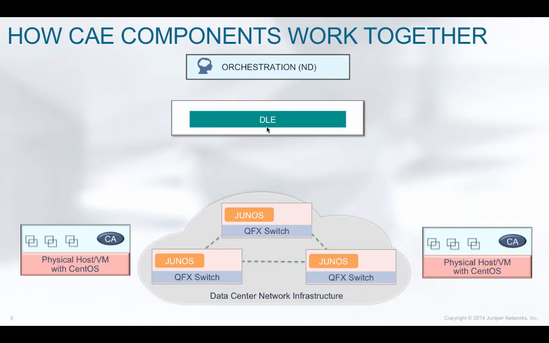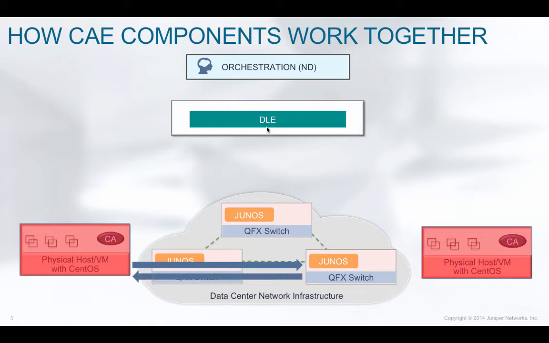Now, let us look at the components of the CAE solution. CAE has the following components: Compute Agent, or CA in short. Compute Agent is the component that resides in the compute domain. Compute Agent can be installed on physical hosts or hypervisors or virtual machines close to the compute domain. Compute Agent is the component responsible for probing and collecting application-specific network statistics.